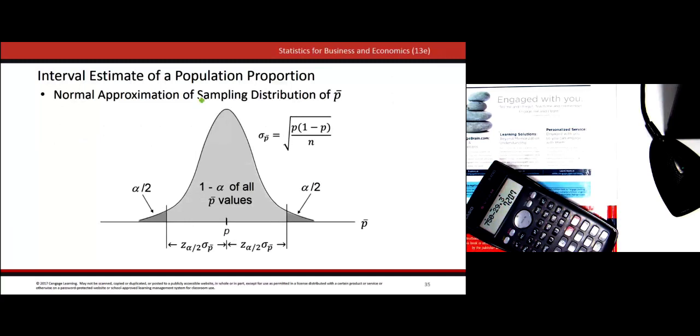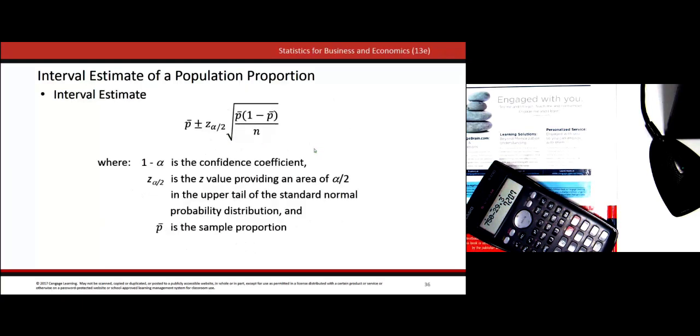In this case, how do we calculate this? This is the sampling distribution of p bar. Sigma p bar, which is the standard error in this case, is the square root of p times 1 minus p over n. But we don't know p. If we don't know p, we use p bar, the sample proportion, to estimate p. This is how we calculate the interval estimate of a population proportion.